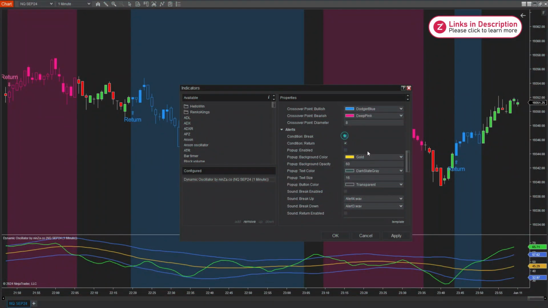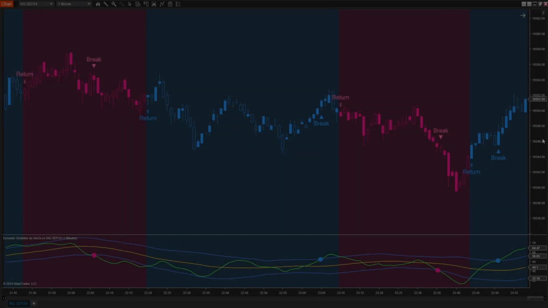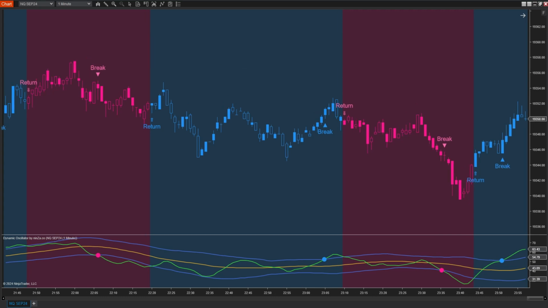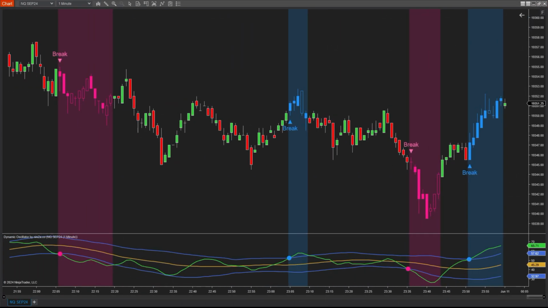Now, here's where it gets interesting. You can combine both the return and break signals into a single trading method. On the chart, you'll observe these signals appearing simultaneously, allowing us to gauge when the price break signal might be weakening thanks to the return signal. So, let's take a moment to see how these signals perform together in your trades.